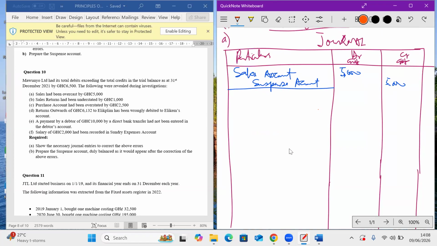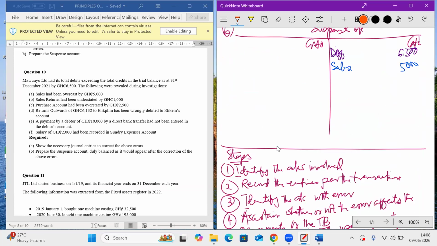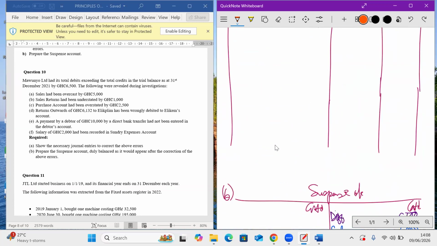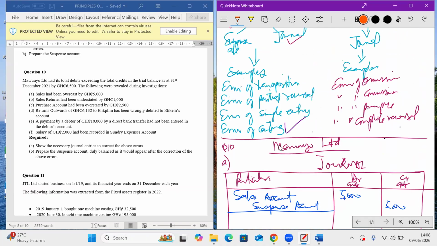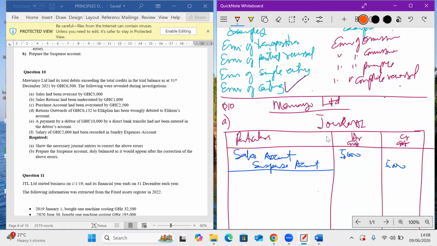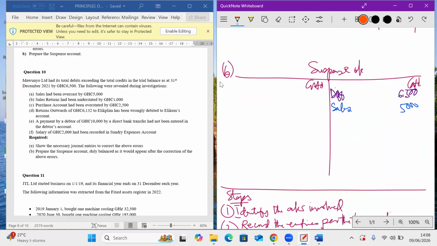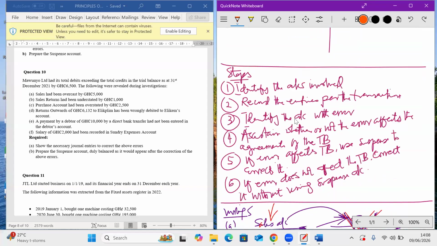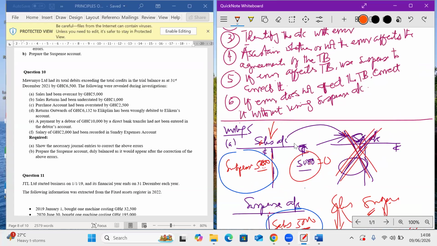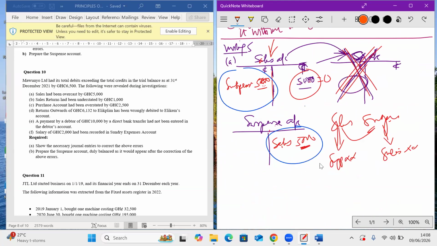I'm done with working A. So on your document, in your answer script, the A will be the journal, then behind it, you write the suspense account. I'm doing both. And below the suspense account, maybe halfway down the answer script, you start with workings. You do the workings there so that they will see the workings. Let's go. B.